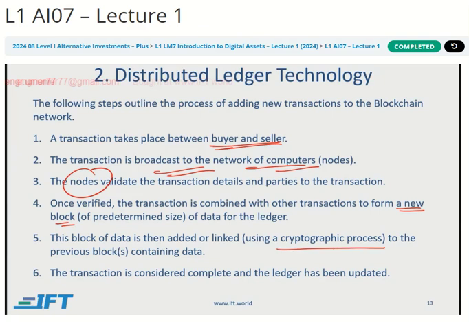And then this whole thing happens through cryptography. The old block is locked, the new block is locked, they're linked, right? And then that is done, and then you start work on the third block, and then this goes on, and this is called the blockchain.